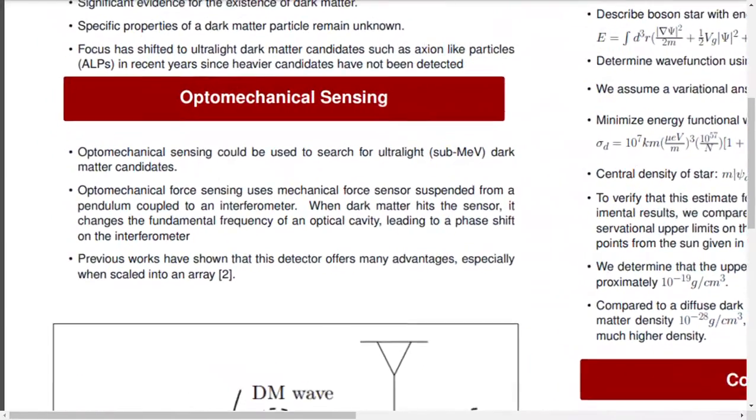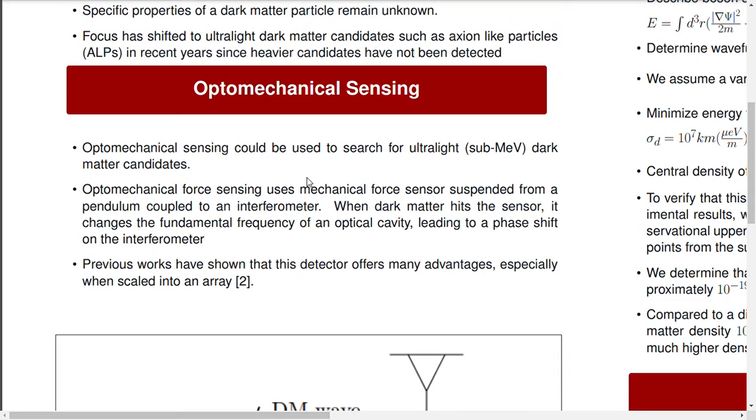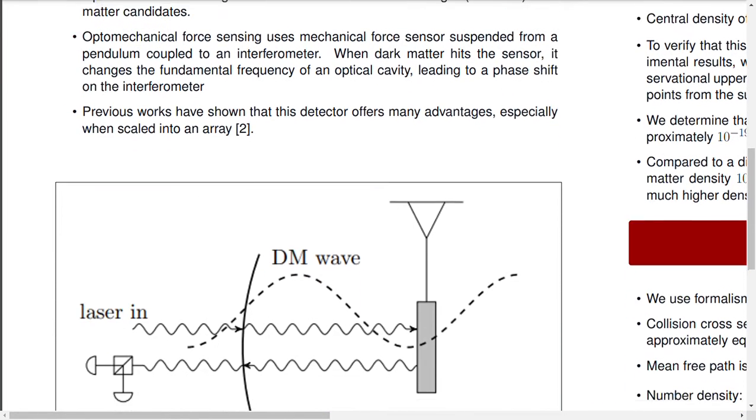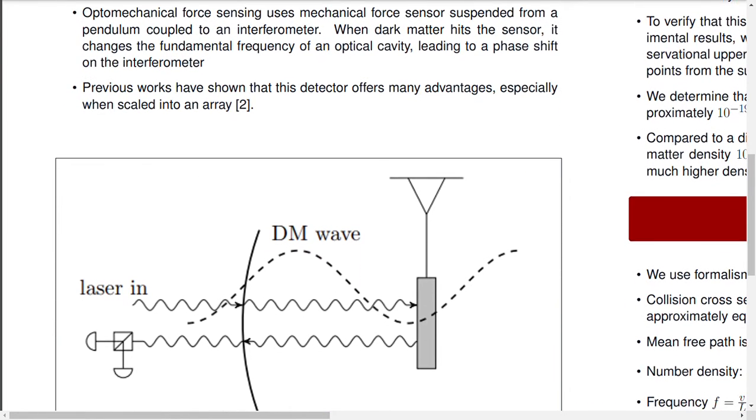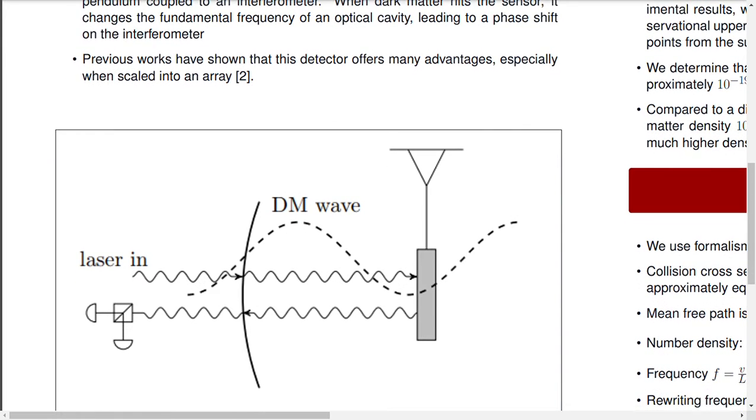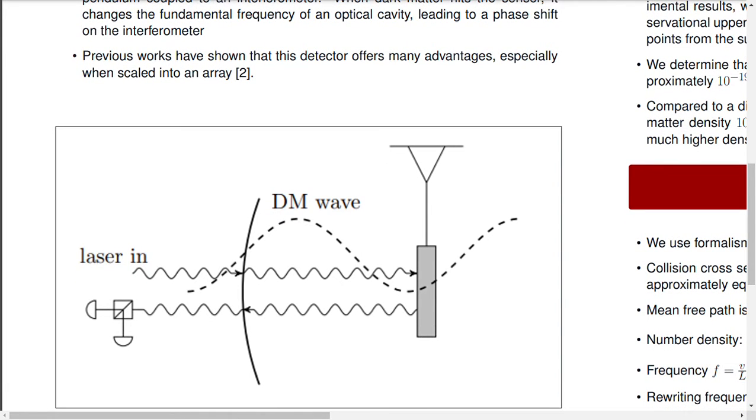One particular detection technique which could search for ultralight dark matter candidates is optomechanical sensing. Essentially, optomechanical sensing is when you have a mechanical force sensor suspended from a pendulum coupled to an interferometer. When dark matter hits the sensor, it causes a change in the fundamental frequency of an optical cavity, leading to a phase shift in the interferometer, as you can see in the picture here. Previous works have shown that this type of detector offers many advantages, especially when scaled into an array.